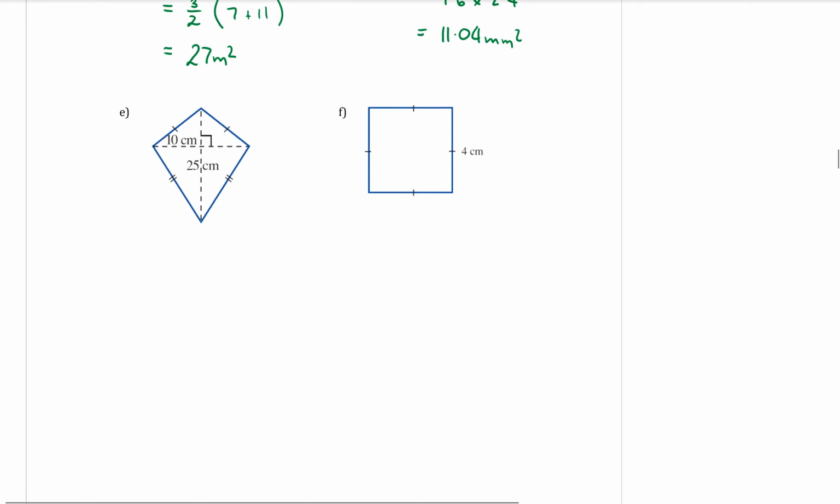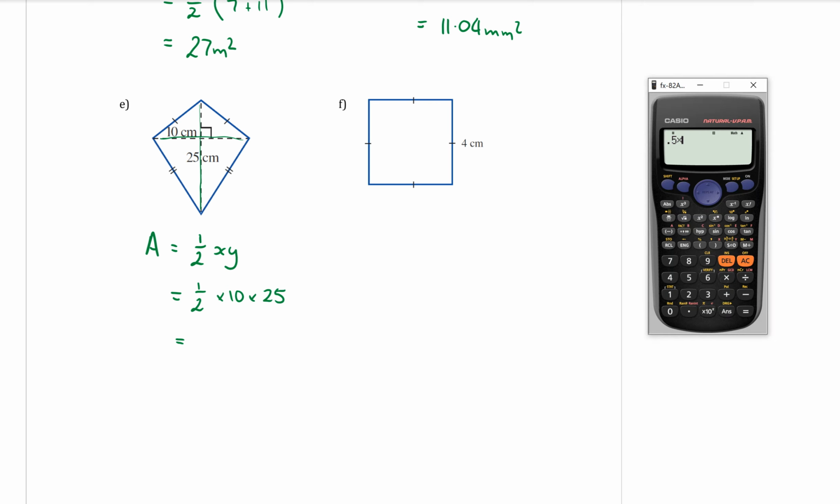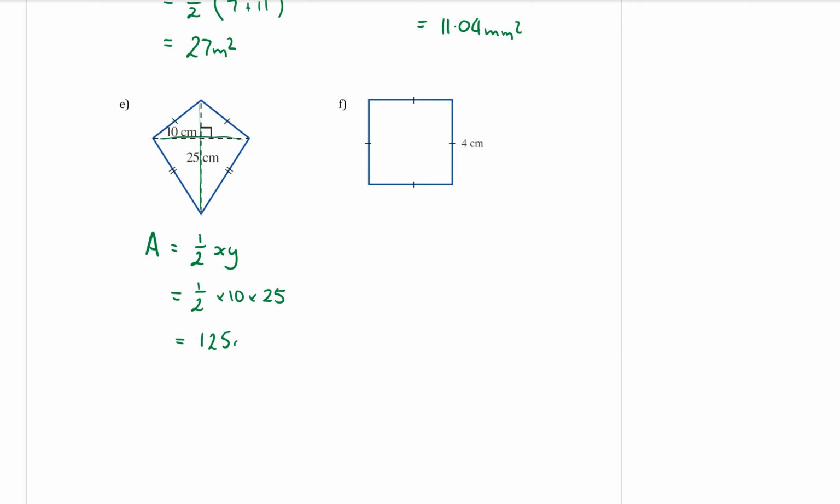Okay, E. This is a kite. So the formula for a kite is half XY, where X and Y are the diagonals. Okay, so going across here is one diagonal and across here is the other diagonal. So one diagonal is 10 and the other diagonal is 25. And we put in the calculator. So that's 125 centimeters squared.